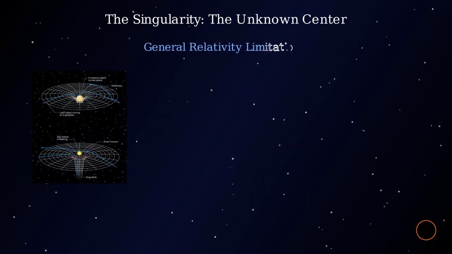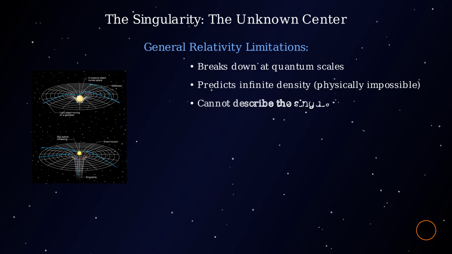However, this prediction reveals a limitation of general relativity itself. The theory breaks down at quantum scales, predicting physically impossible scenarios like infinite density. This suggests that general relativity cannot fully describe what happens at the singularity.